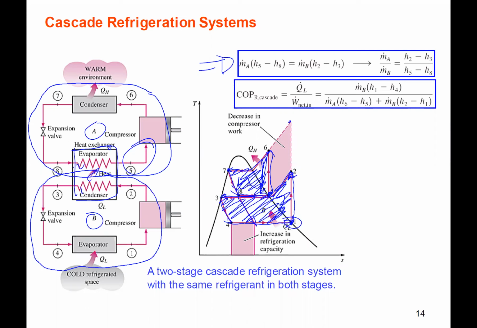The other benefit you get is you can use two different refrigerants, right? A refrigerant for the upper and the lower cycle, because they never touch. They just have heat transferring between the two. Okay.